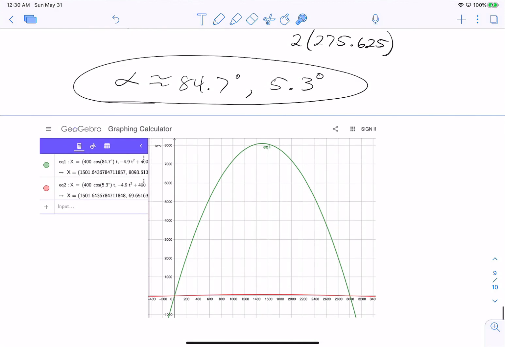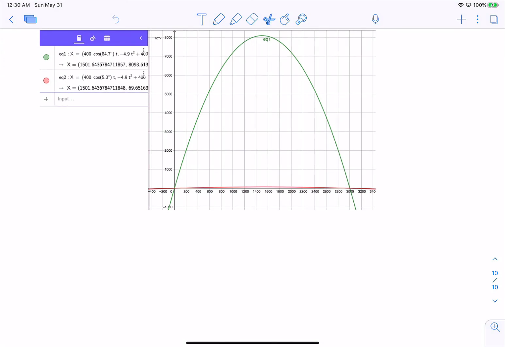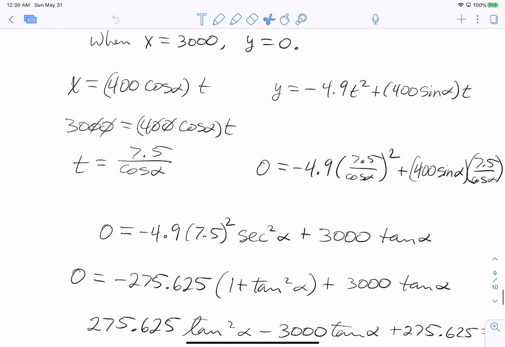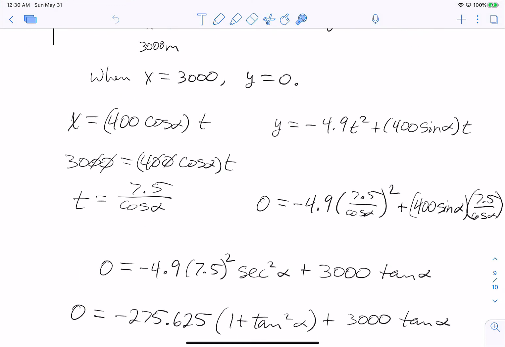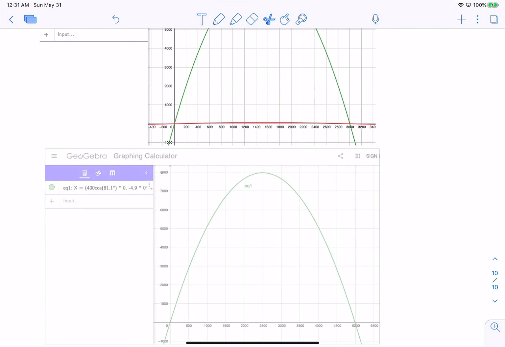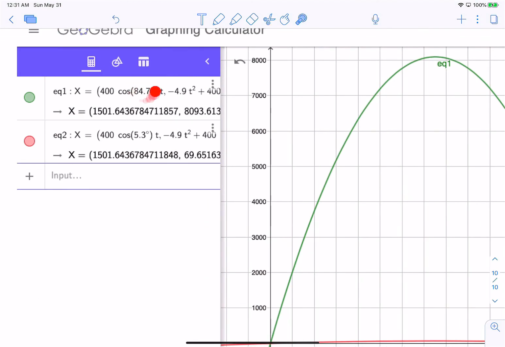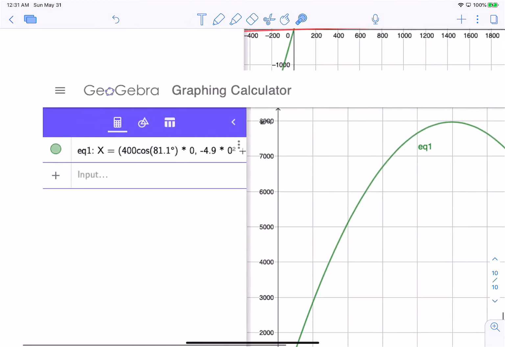Now, when I did this once, I made a mistake. It was a while back, and I don't remember exactly what the mistake was. I think it was somewhere around when I was dividing 3,000 by 400 or something. Anyway, as a result of the mistake that I made, instead of an angle of 84.7 like it's supposed to be, I found an angle of 81.1 degrees.